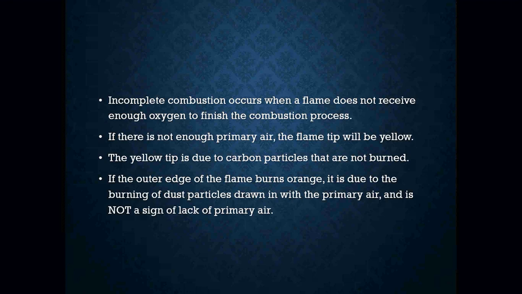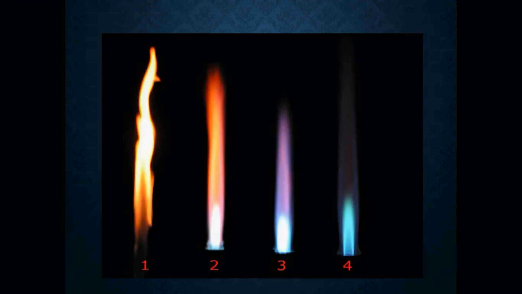If you see yellow, you might not have enough primary air. You're going to have to adjust. Here you can see, if you look at number 1, this is a really crappy looking flame. Look how yellow this is. This is incomplete combustion. Probably very little air going into that burner.